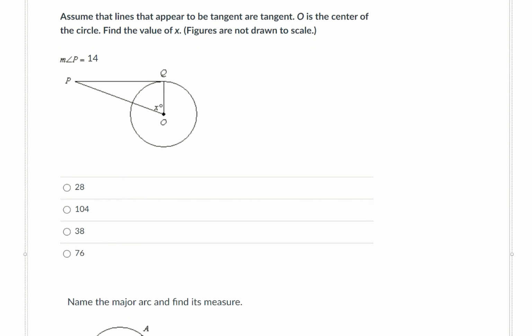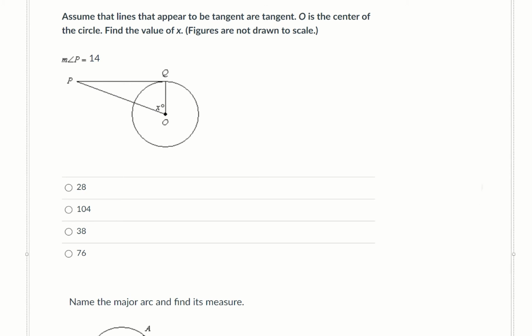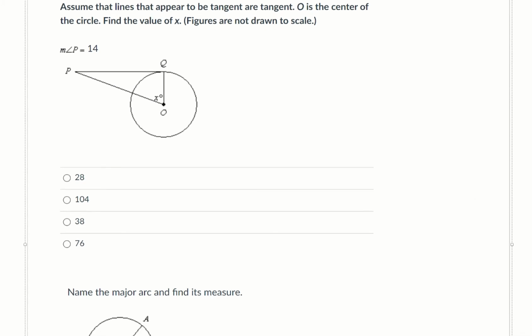It says, assume that lines that appear to be tangent are tangent. O is the center of the circle. Find the value of x. And assume that figures are not really drawn to scale. So here we have what appears to be a tangent line. And we know that a tangent line paired with a radius form a perpendicular pair.